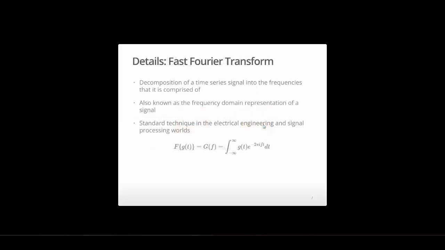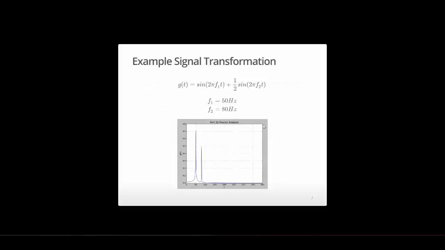So the first model that we incorporated into our project is the fast Fourier transform. What that does is it transforms a time series signal into something in the frequency domain. This is a technique that is very prominent in the electrical engineering and signal processing worlds, and anyone that's taken an electrical engineering undergrad would be very familiar with it. Quick example: we have a time series signal comprised of two sine waves of two different frequencies. We transform that and we see something that looks very different and very easy to analyze. We have two spikes at 50 Hertz, which is one of the frequencies, and 80 Hertz, which is the other frequency.